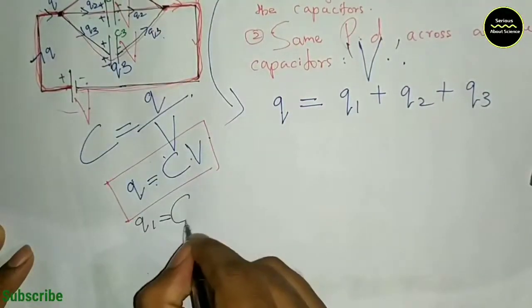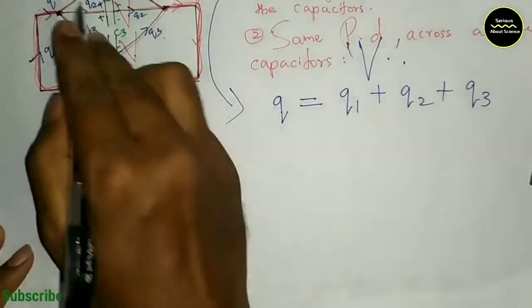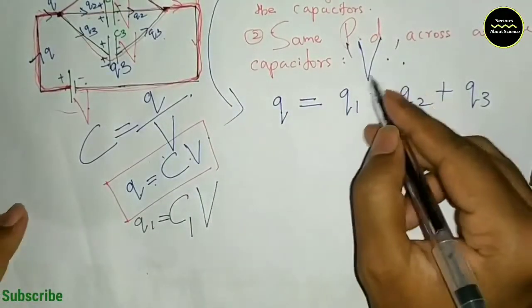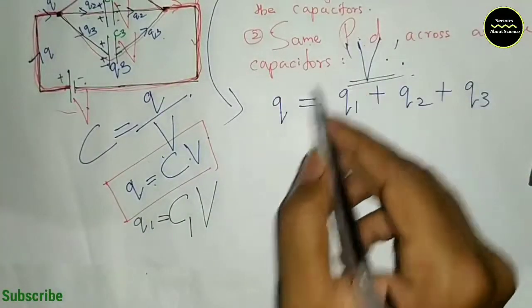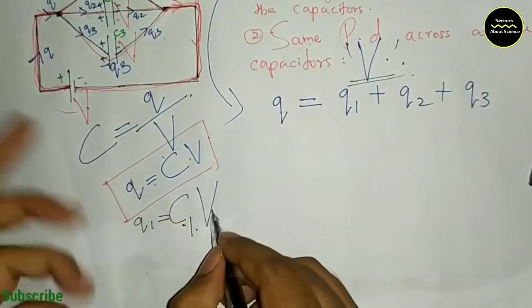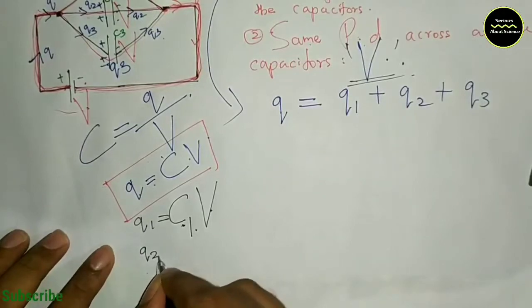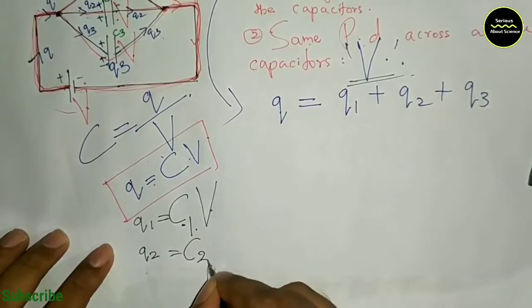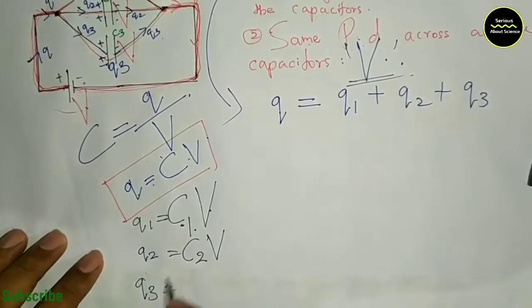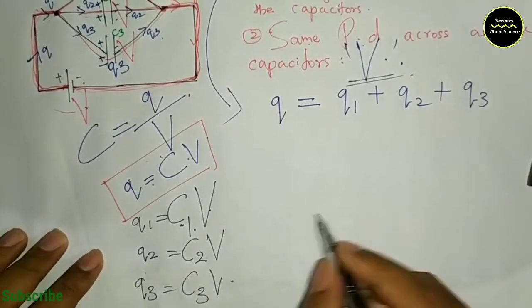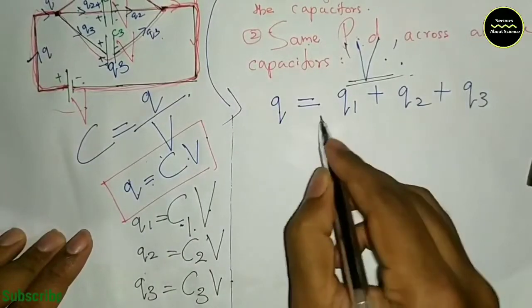So what will be the equation for Q1? Q1 will be equal to C1 into V. Why is it V? Because the potential difference V will be the same everywhere. Across all the capacitors, the electric potential difference V will remain the same. So only the capacitance C1 will change. Q2 will be equal to C2 into V, and Q3 will be equal to C3 into V. Look here, V remains the same everywhere.